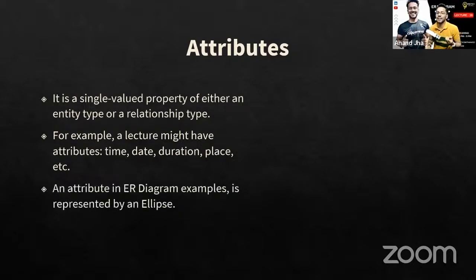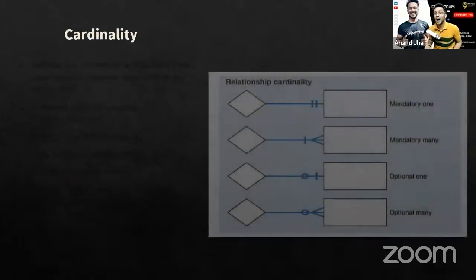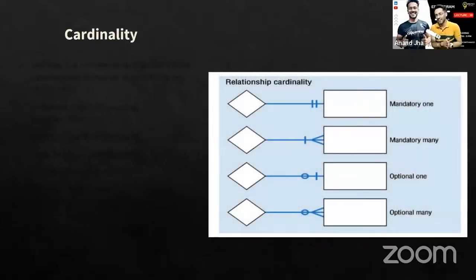So an attribute in an ER diagram is represented by an ellipse. How will you represent it? Ellipse. You see, no? Transaction number, amount, type, these will all be represented by an ellipse. Okay. Ellipse is like an oval. Okay. Oval.